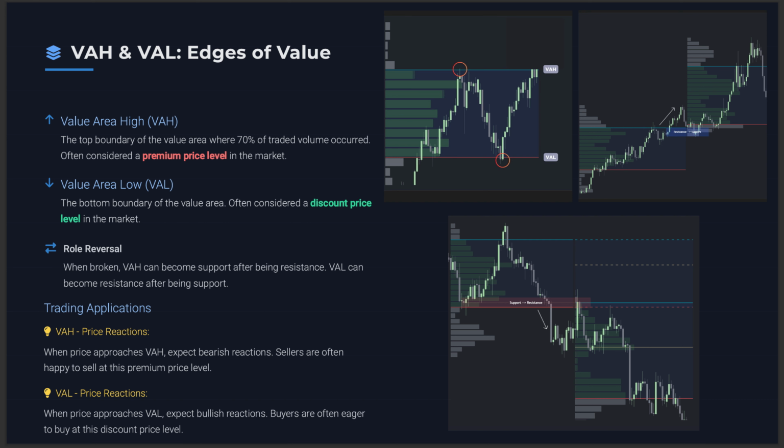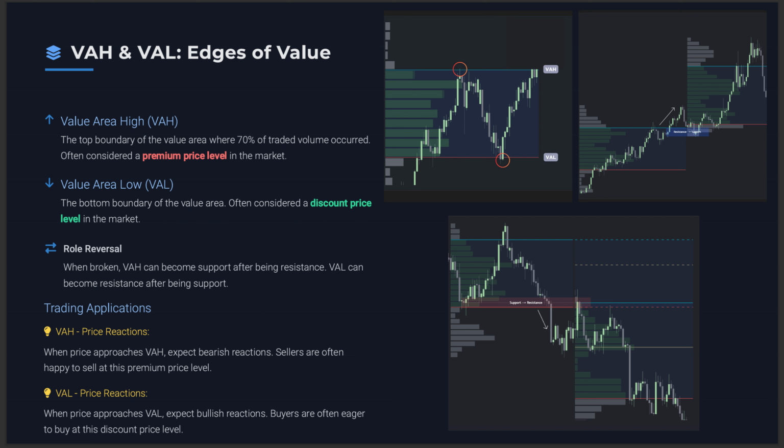Here's why this matters. If buyers and sellers were comfortable transacting within the value area, then prices above that range are relatively expensive. What typically happens at the VAH? We often see bearish reactions. Sellers step in because they view these higher prices as overvalued compared to where the bulk of trading occurred.